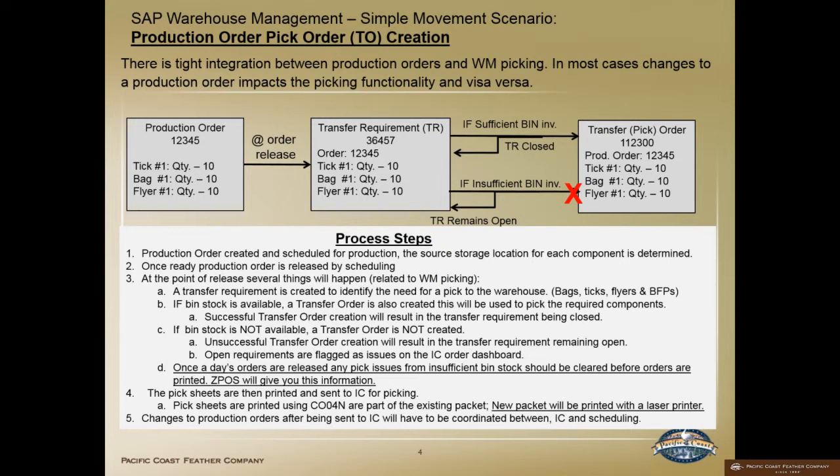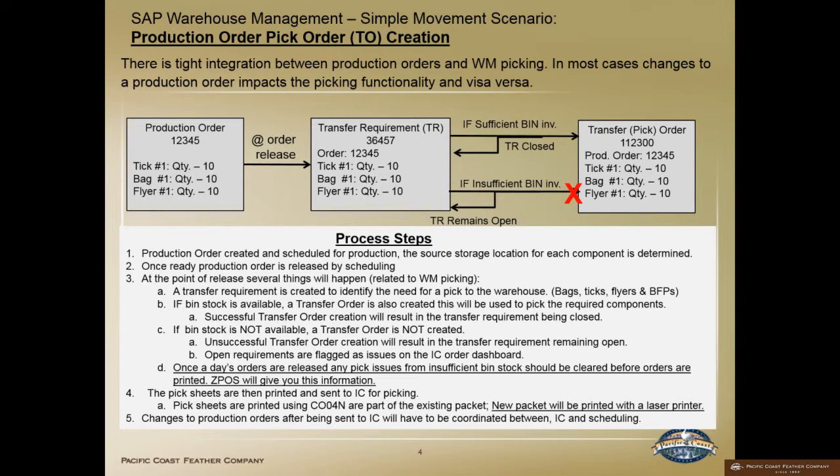Changes to production orders after they're released or sent to IC should be coordinated with scheduling, and we'll go through those conditions here in a second. Real quick with our illustration here, we have a production order, we have a bag, tick, and flyer here for 10 eaches. At release, SAP created a transfer requirement to recognize that we need 10 of these, and that's just a record to say, hey guys, we need something.